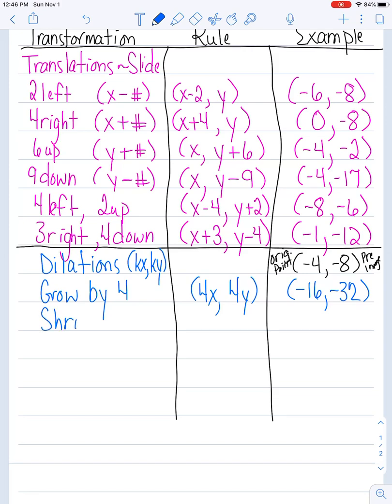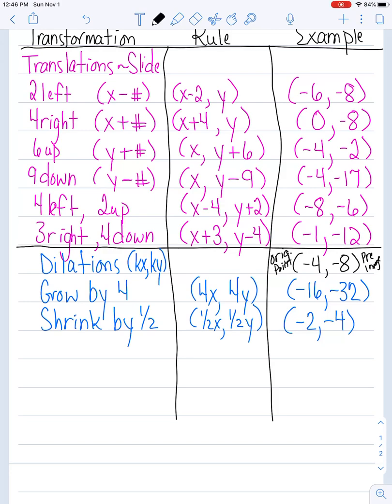Let's do a shrink. Let's shrink by 1/2. So my rule is going to be half times x, comma, half times y. So let's shrink our pre-image point by half. So negative 4 times half is negative 2. Negative 8 times half, or half of negative 8, is negative 4. So that is our image, our shrunk image point. Okay, that's how the whole picture would get smaller.